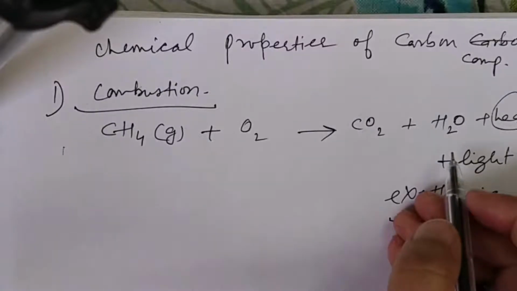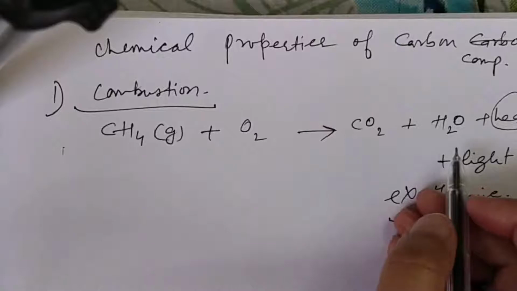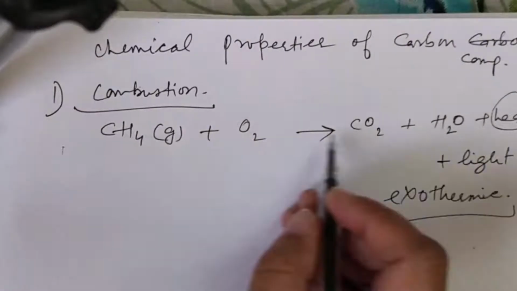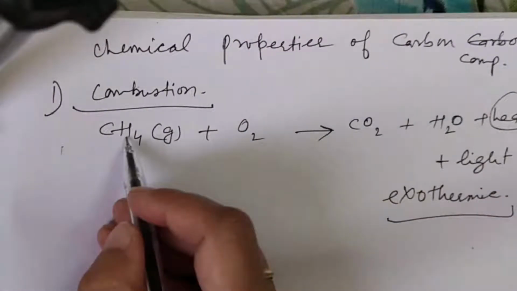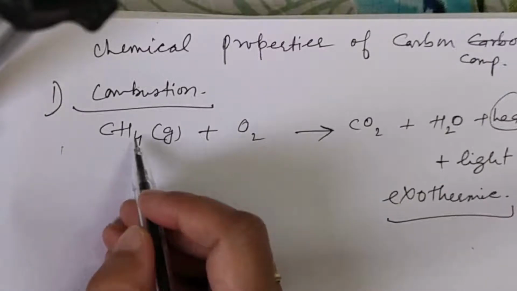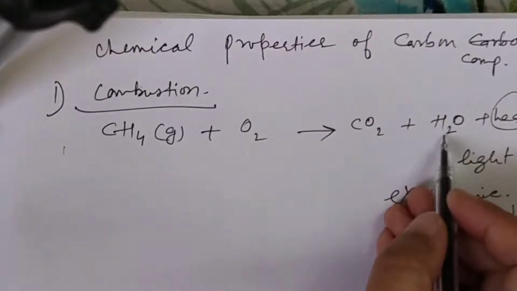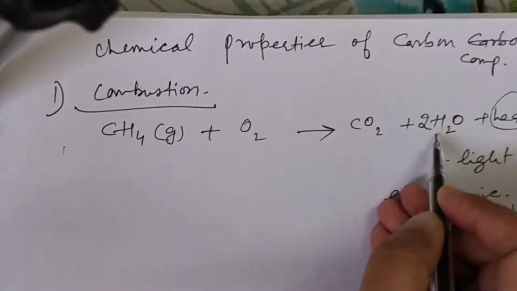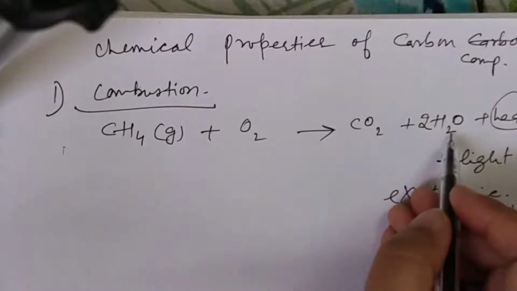How will you balance the equation? See, the number of carbon atoms is balanced on both sides. The number of hydrogen atoms in methane is 4, but on the right-hand side in the water molecule there are 2 hydrogen atoms. Multiply it by 2, so the number of hydrogen atoms here becomes 4.